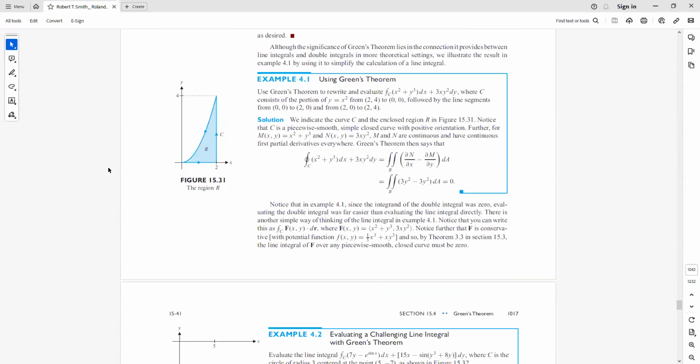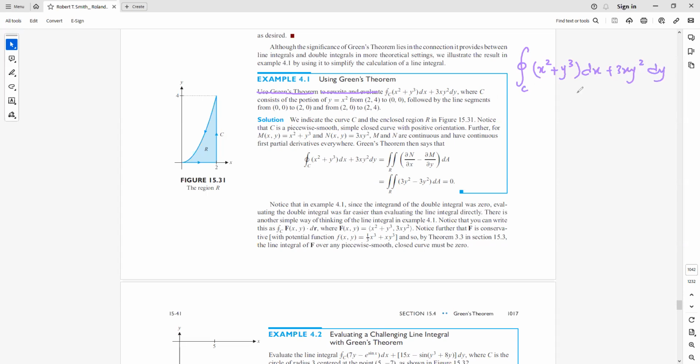Now, for instance, let's say we have this problem: use Green's theorem. And we just need to compute this integral. For instance, this is the line integral, that is x squared plus y cubed dx plus 3x y squared dy.